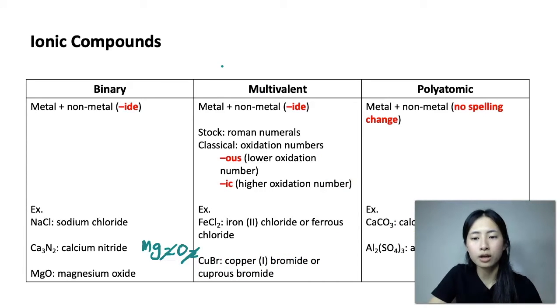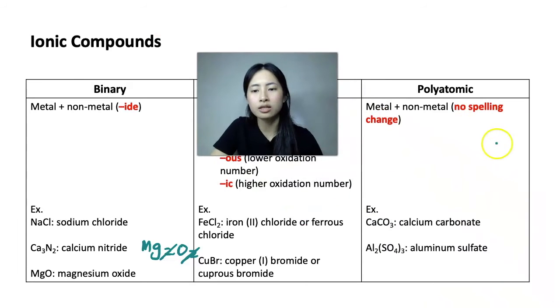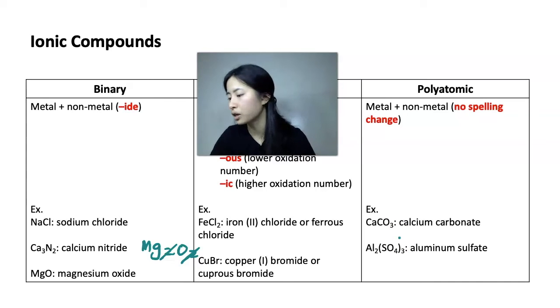Moving on to polyatomic, the only difference here is the non-metal component does not change in spelling. So if we're looking at calcium carbonate, we know that calcium is in group 2, therefore it has a charge of +2. Carbonate is -2, crossing over results in Ca2(CO3)2. However, you can cancel the 2 out such that you have CaCO3.